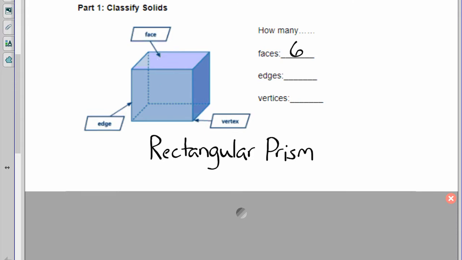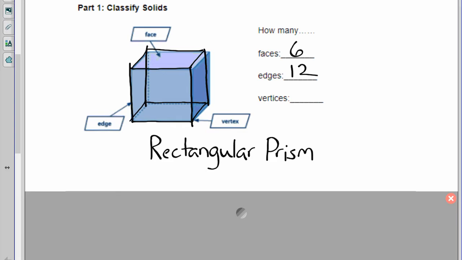How many edges does it have? Well, the edges are here. There's 4 edges on the top. There's also 4 edges on the bottom. And then each corner is connected with an edge to give me 4 more. So that's 3 groups of 4, or 12 edges.